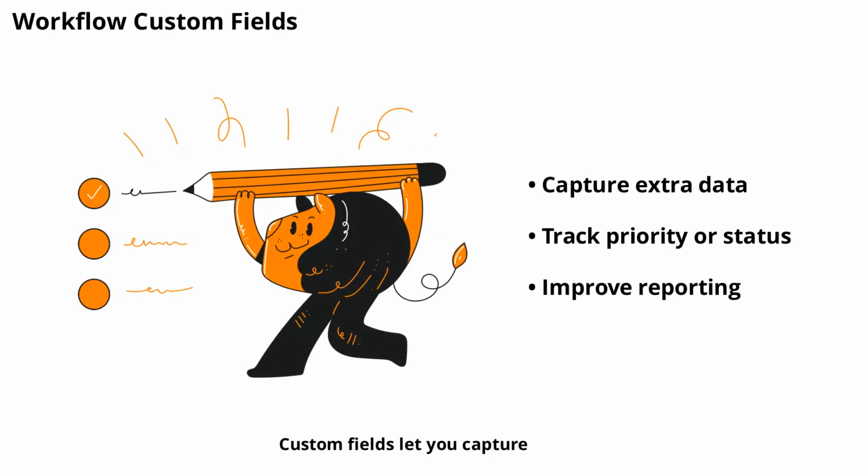Custom fields let you capture additional information at each workflow stage. For example, you might track article priority, department, or compliance status. Use custom fields to tailor workflows to your organization's unique needs and improve reporting accuracy.